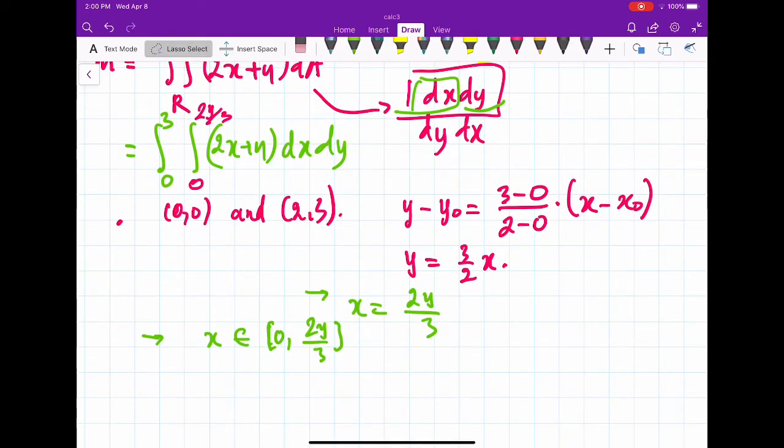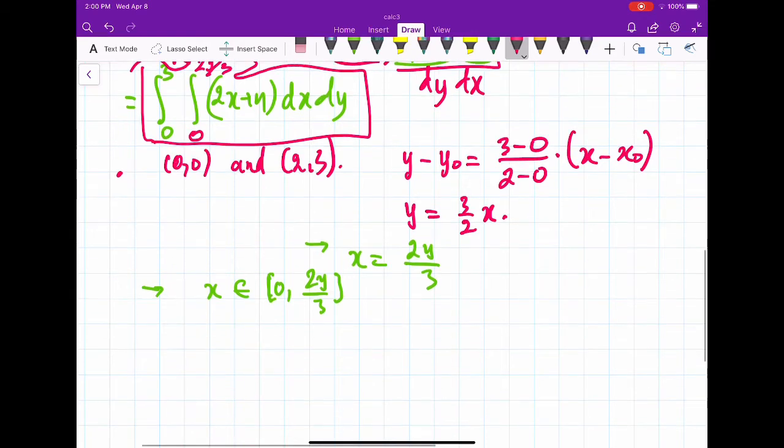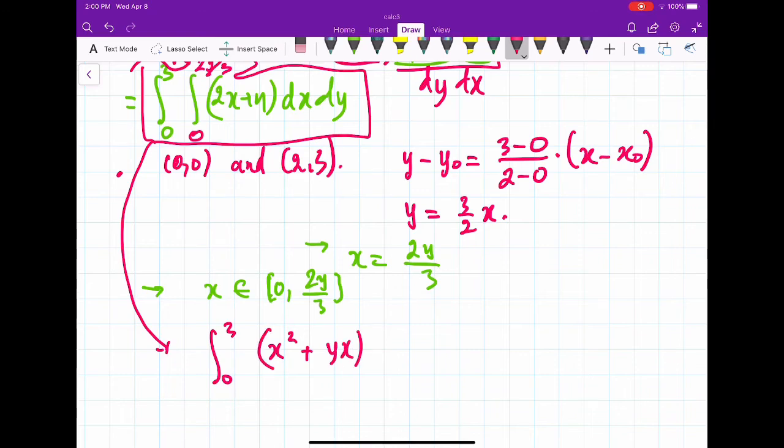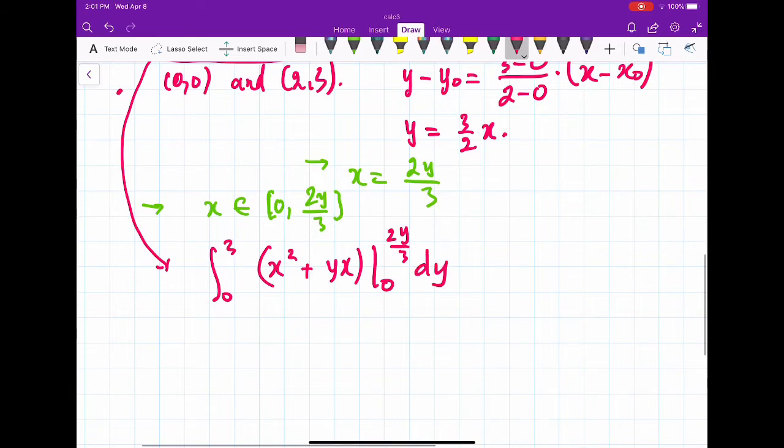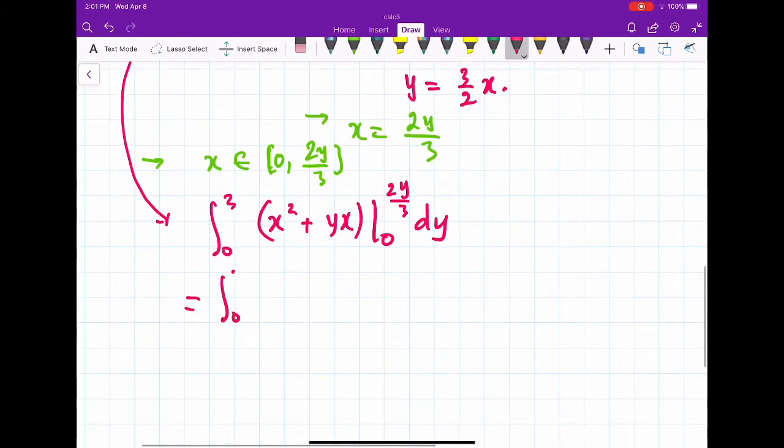Now I just need to evaluate this integral. Let's do this right here. So I have, this is 0 to 3, and then I integrate with respect to x. I have x squared plus yx evaluated from 0 to 2y over 3, and then here is dy. So I have the integral from 0 to 3. At 0, this function is 0. At 2y over 3, I have 4y squared over 9 plus y times 2y over 3, dy.